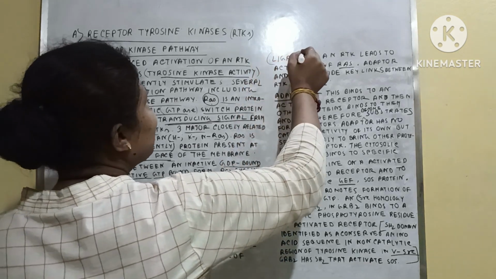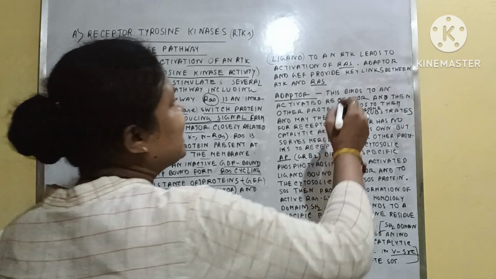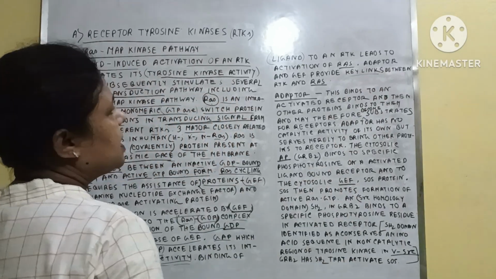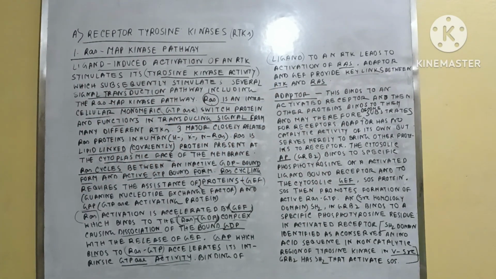So ligands have an important role: if ligands bind to RTK, the activation of RAS is increased. And there are two other proteins, one is the adapter and the other is the GEF, that provide the key link between the RTK and the RAS. Clear?